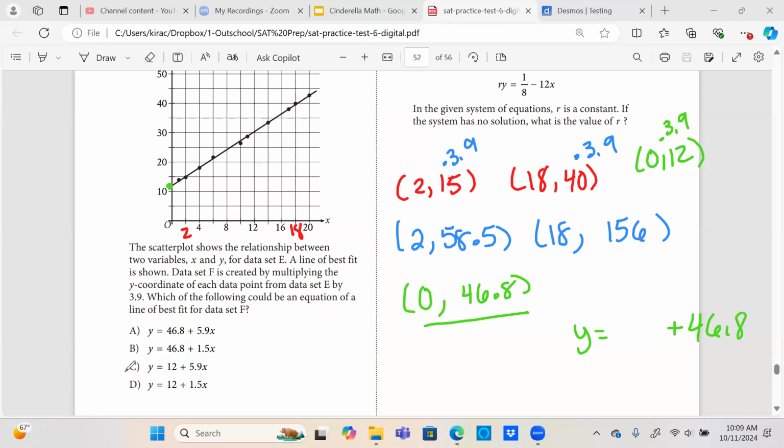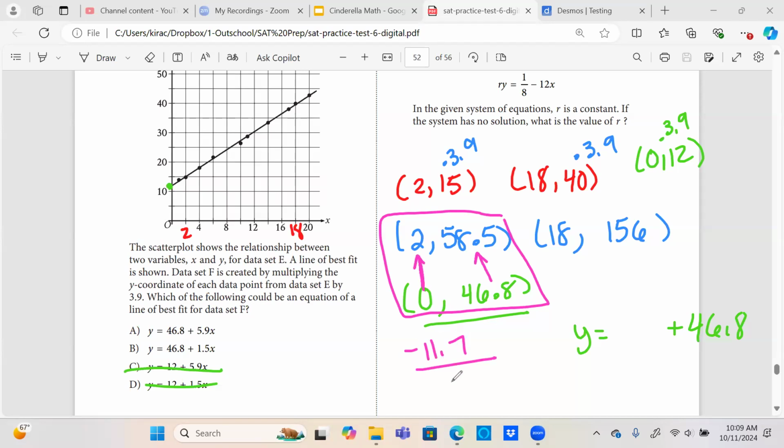So if you look, I think that would get you to either A or B. And I don't think we're changing the slope. So I think we're just going to keep the same slope, but you could just very easily slope like these two right here. Second y minus first, second x minus first. So 46.8 minus 58.5 is like negative 11.7.